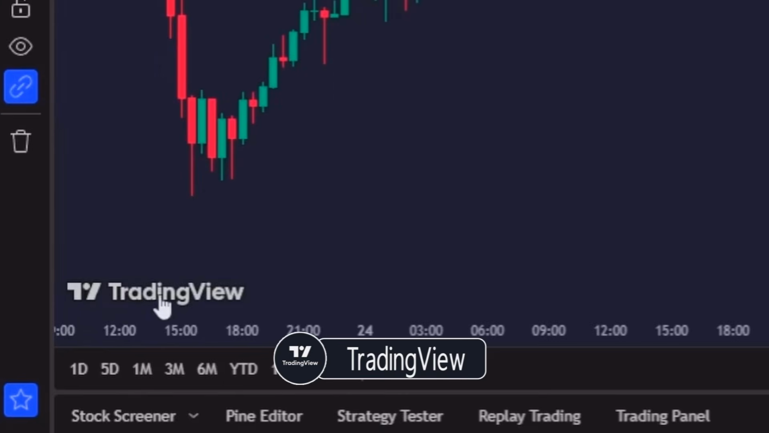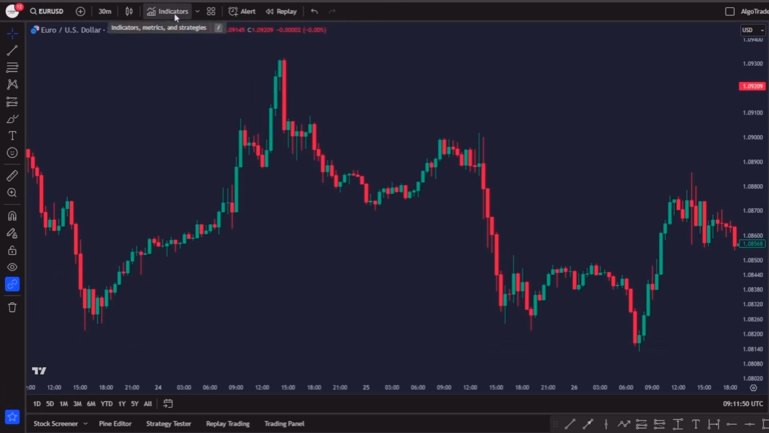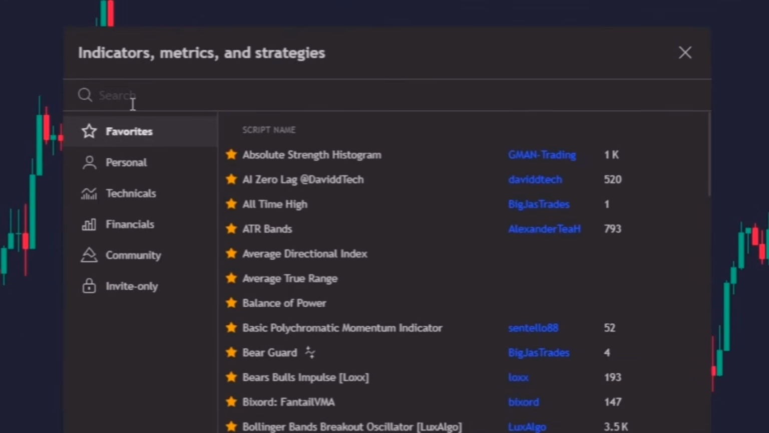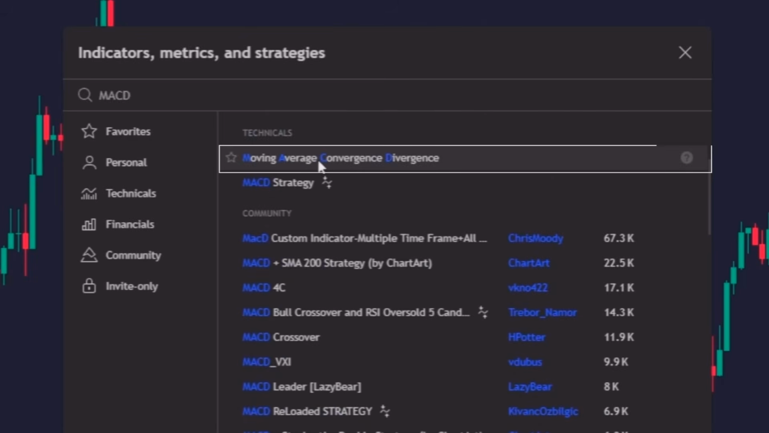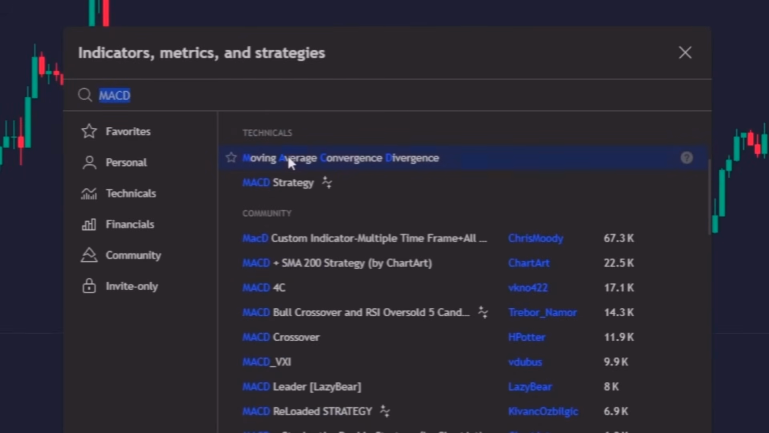We'll be using TradingView for this testing, so to add the MACD we just need to go to the Indicators tab, search for MACD and select the free version available on TradingView.